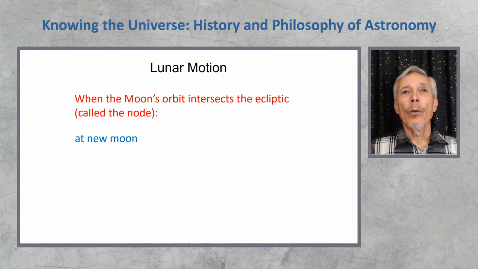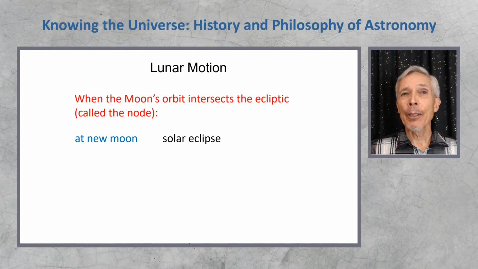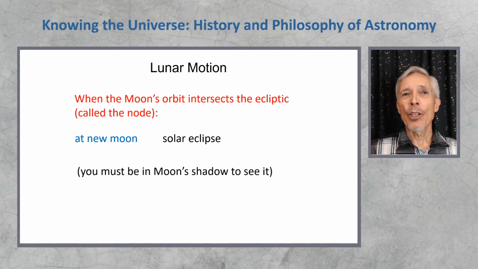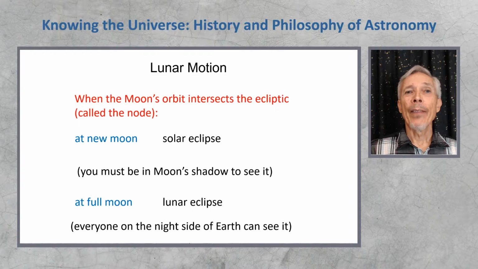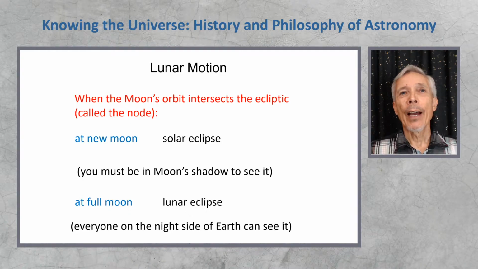Lunar motion. When the moon's orbit intersects the ecliptic, which is called a node, at new moon, we can have the possibility of a solar eclipse. But you must be in the moon's shadow to see it. At full moon, we have the possibility of a lunar eclipse, and that can be seen by almost anyone on the night side of the Earth. And as we look at the geometry, you'll see that the solar eclipse geometry is far more specific and precise, and so solar eclipses are far rarer than lunar eclipses.